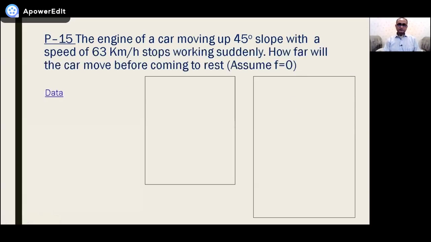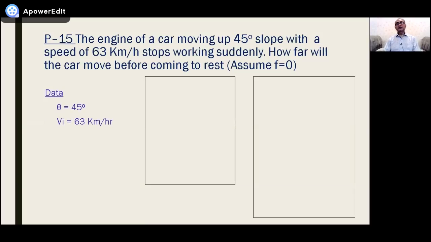The data. The car is going up with an initial velocity of 63 km per hour. Angle is 45 degree. Stops pedalling, VF is equal to 0. Same sort of data. So see the data over here.